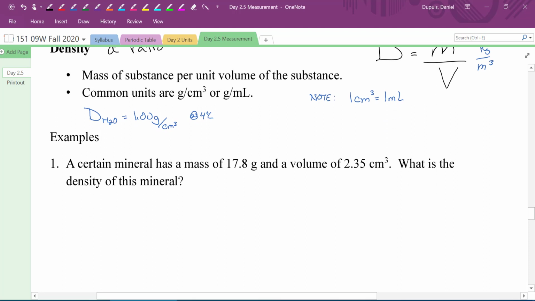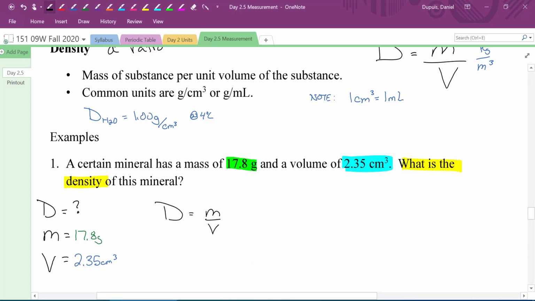A certain mineral has a mass of 17.8 grams and a volume of 2.35 centimeters cubed. What is the density of this mineral? So we're looking for density, D, with M and V given. I have 17.8 grams and 2.35 centimeters cubed. So we can simply do D equals M over V and solve for this.